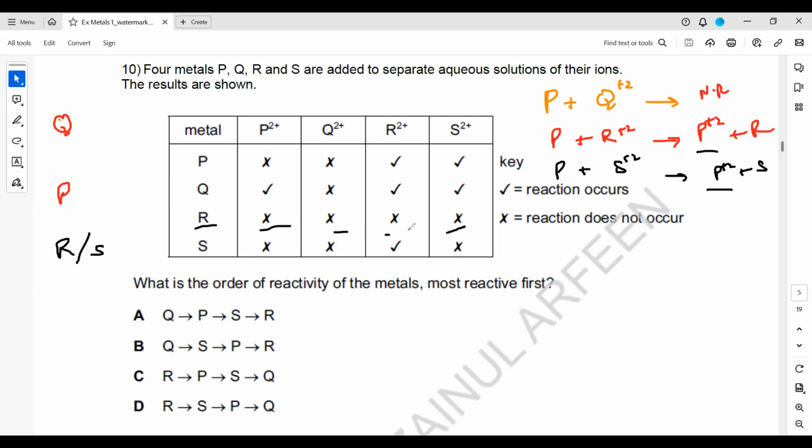R is not able to react with any of them, and S is able to react with only one of them. So which is the least reactive in this order? R should be the least reactive because R is not able to displace any of these ions. So what is the order of reactivity of the metals, the most reactive first? It should be Q, P, S, R. So it will be A.